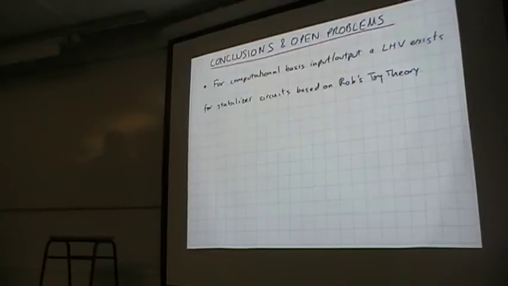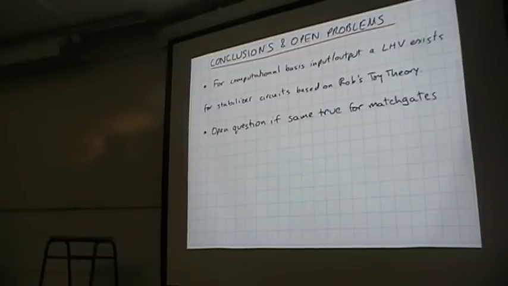Alright, so conclusions, open problems. For computational basis input and output, there is a local hidden variable model for all stabilizer circuits. It's based on Rob's toy theory. It's still an open question if the same is true for matchgates. So you can ask, matchgates are another efficiently simulatable set of circuits, and we have various partial results and numerics that make us think that maybe it's still true to some extent for matchgates.